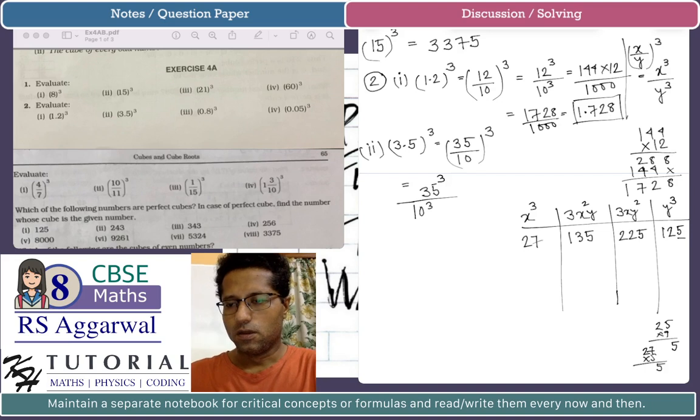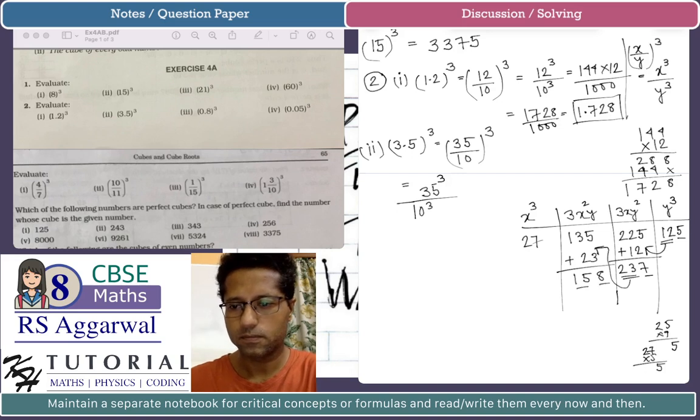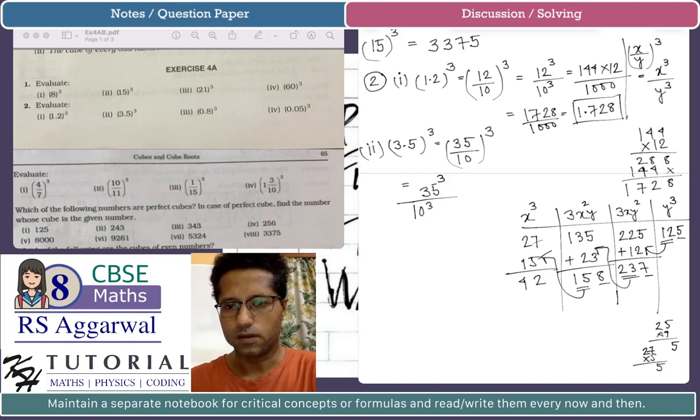Now 5, and then this gets added, plus 12, we have 7, 2, 3. This gets added, 8, 5, 1, and this gets added, 4. So 35 cube should be 4 2 8 7 5.